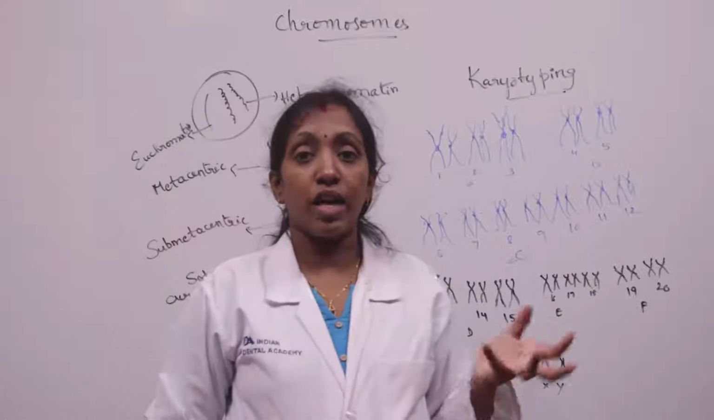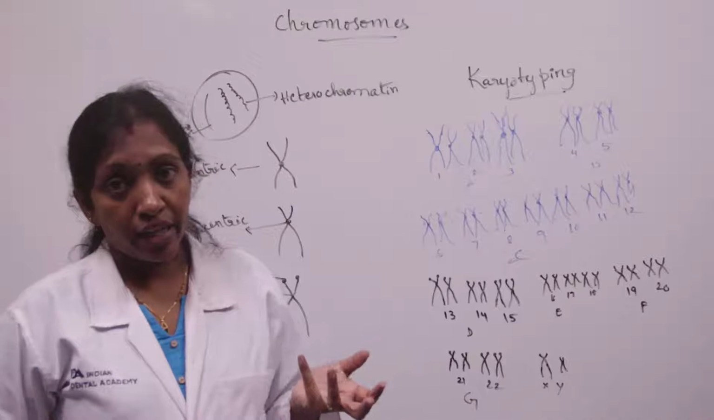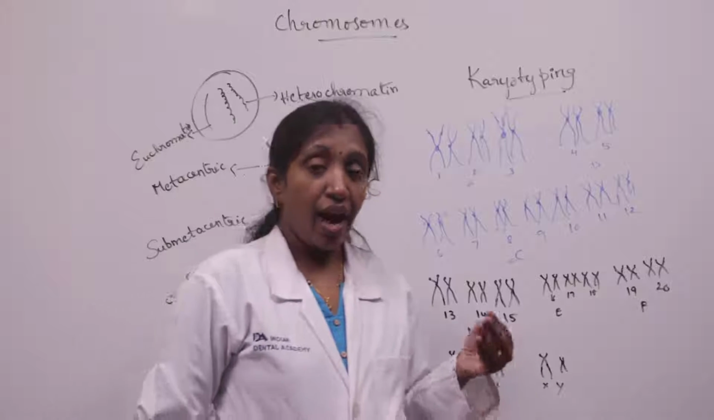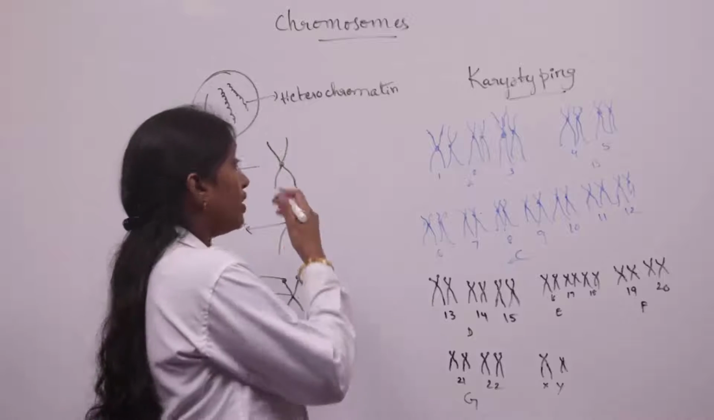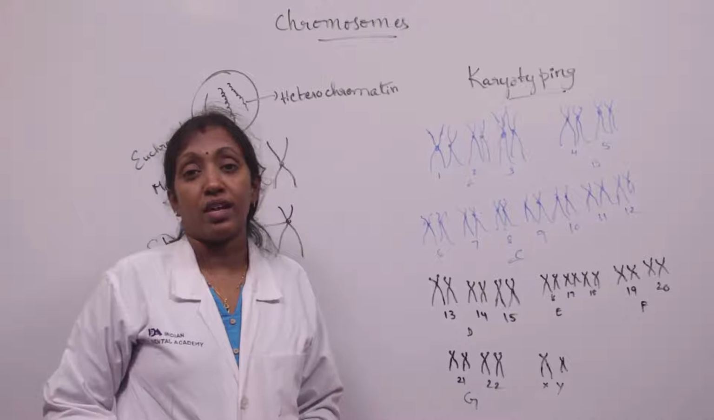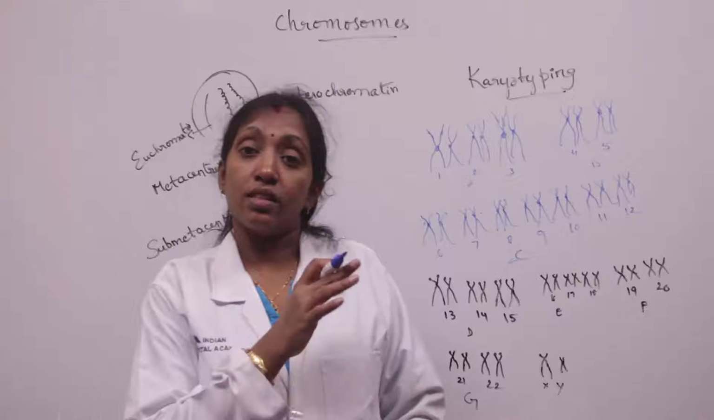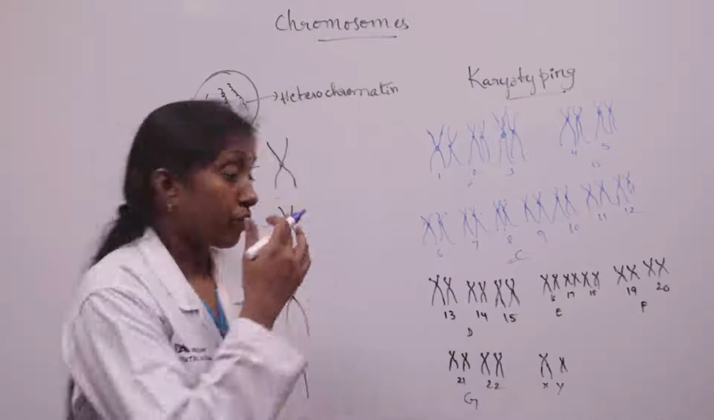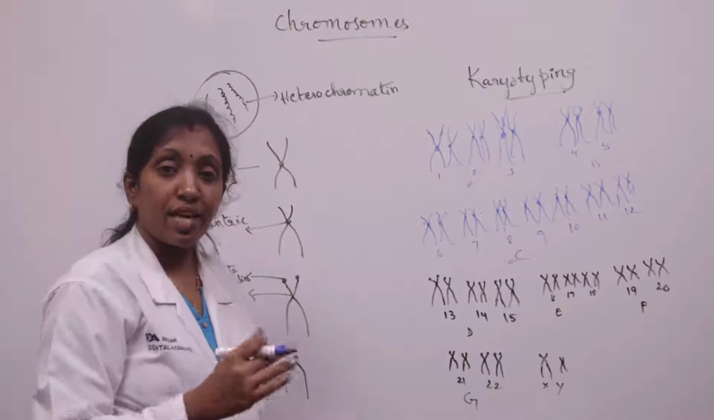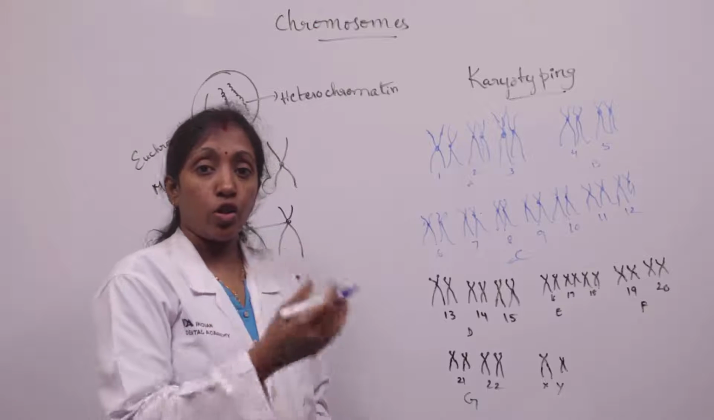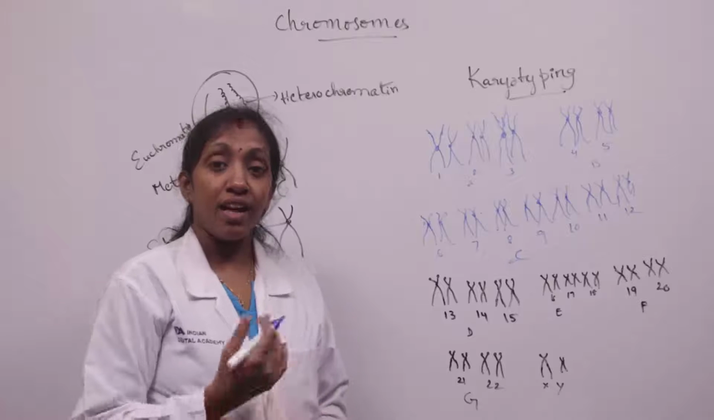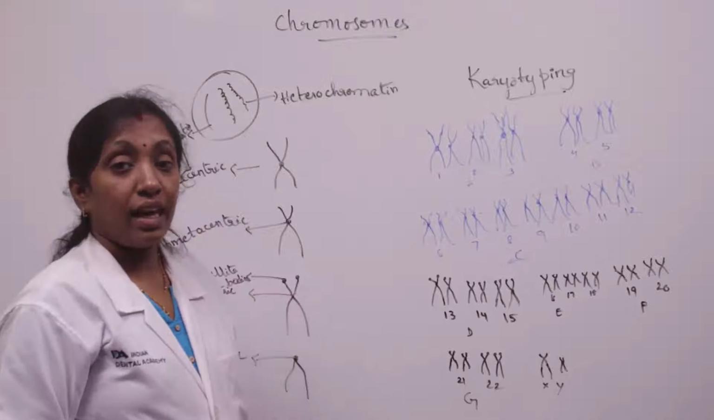DNA means deoxyribose nucleic acid and RNA is ribose nucleic acid, and we have histone proteins. Along with the histone proteins, non-histone proteins are also present, and these constitute the chromosomes.